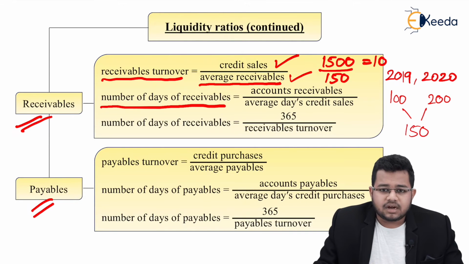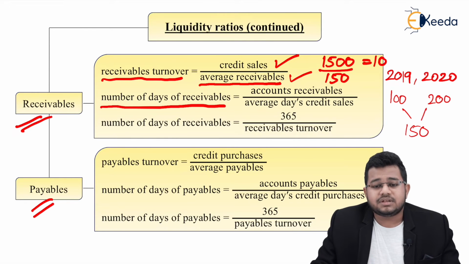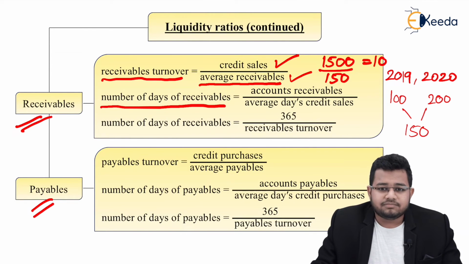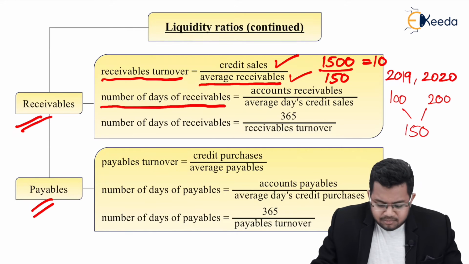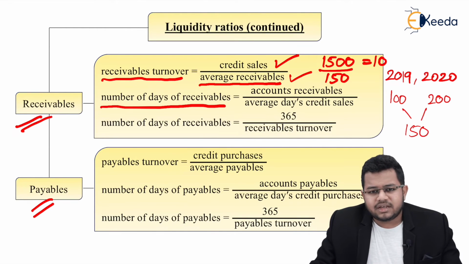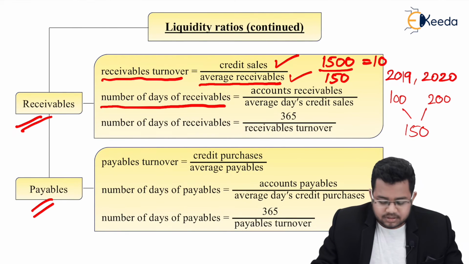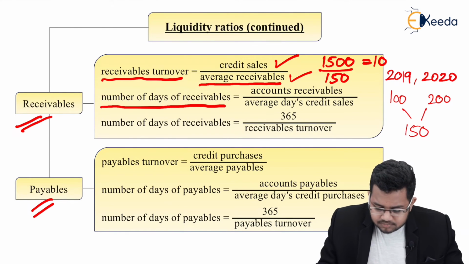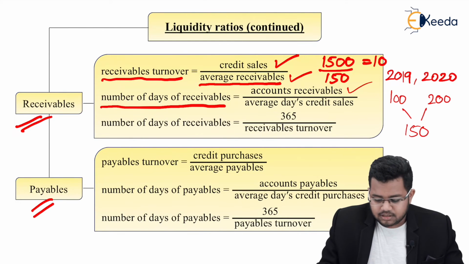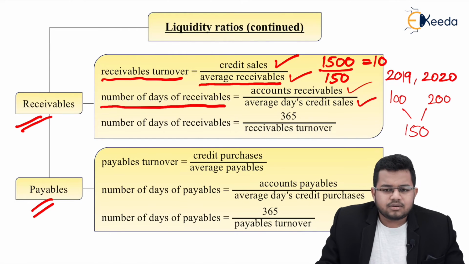The second ratio is number of days of receivables. The name itself has the answer: number of days of receivables, meaning how many days those receivables were actually given to pay the amount. So it can be in terms of days, like 20 days or 30 days on an average. Whenever I am making a credit sale, I know that this person will take around 30 to 40 days. That is nothing but number of days of receivables. The formula is accounts receivables divided by average days credit sales.